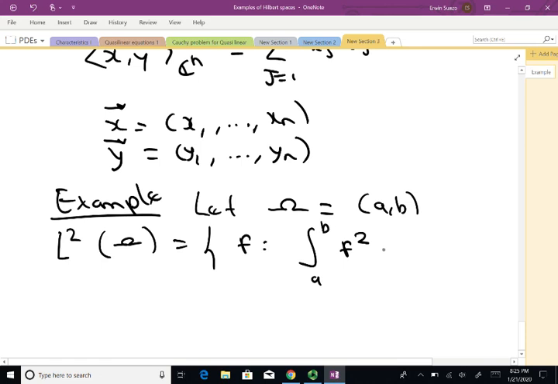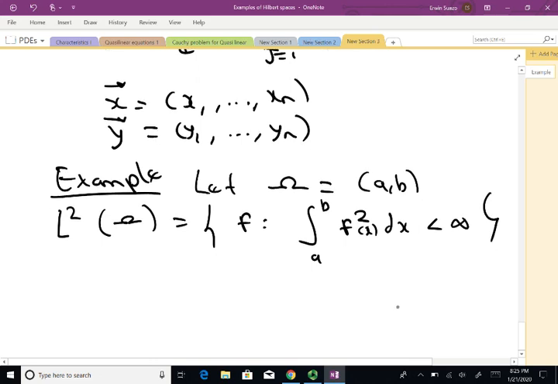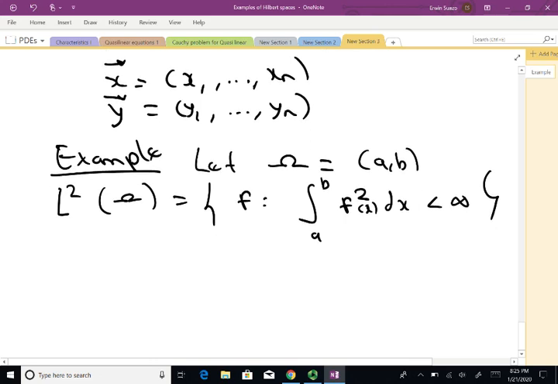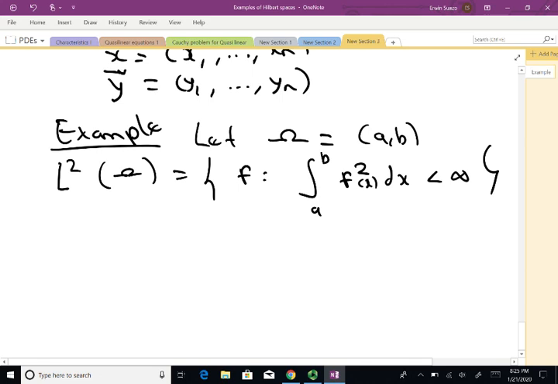So L2 of Omega is going to be all the functions such that the integral of f squared between a and b, dx, is less than infinity. Okay, so that is basically all the square integrable functions. You have worked with this space before, because in statistics that's what we do, right? We want to find the probability of something, and we take the integral to make sure the integral of the graph is 1, for example, in probability, right?